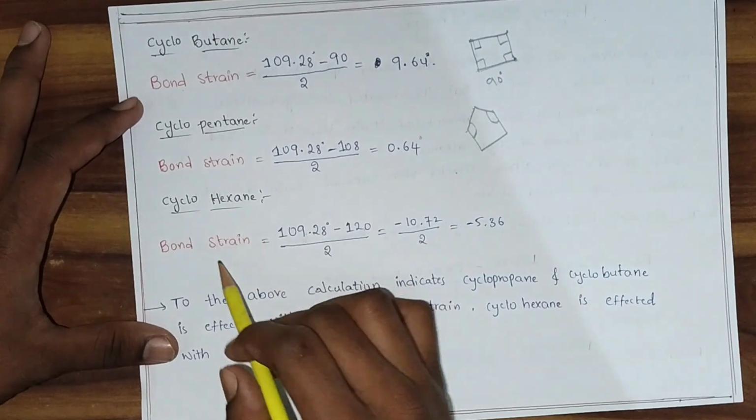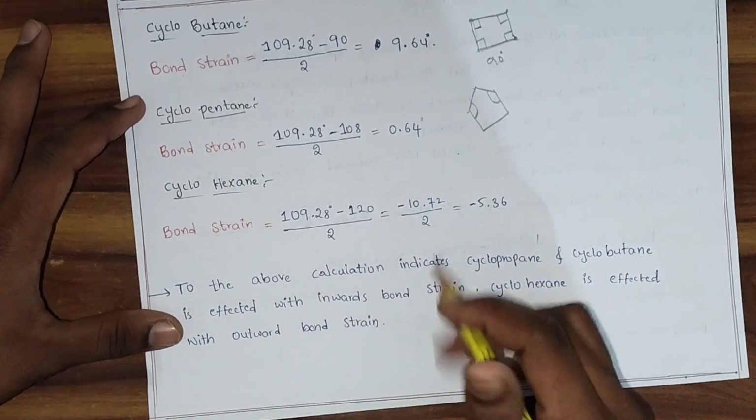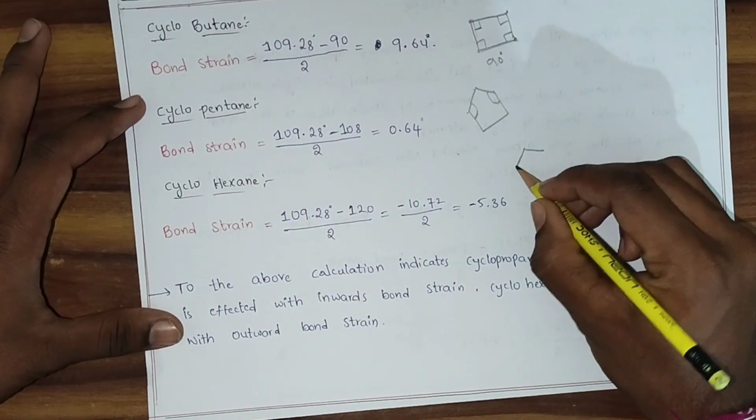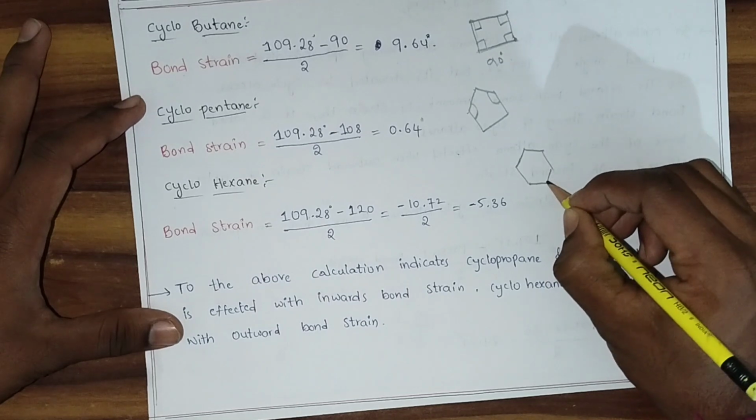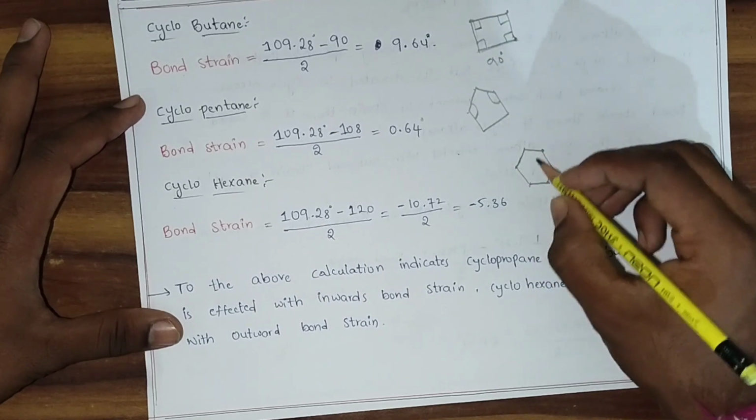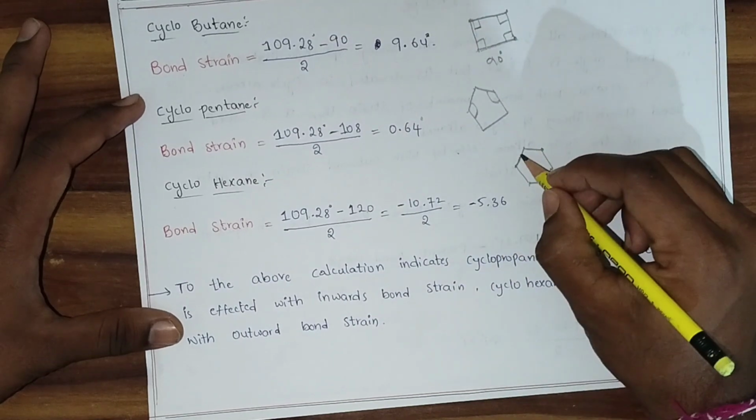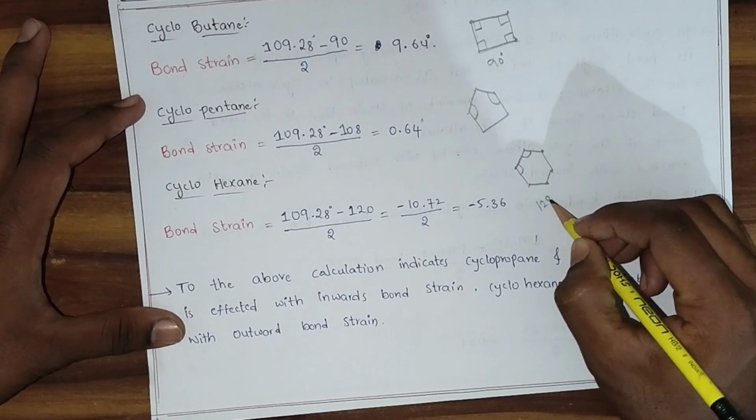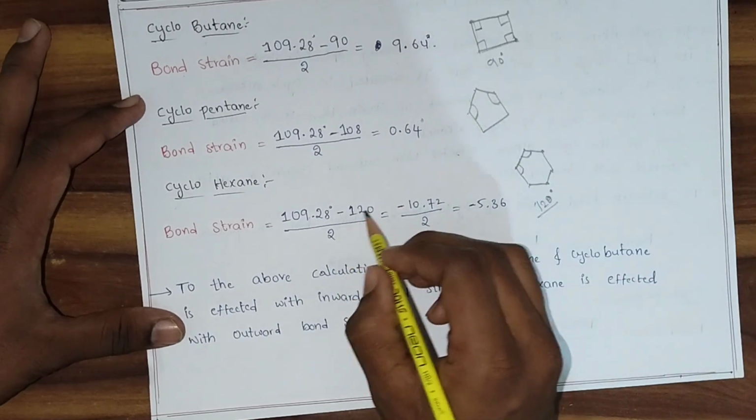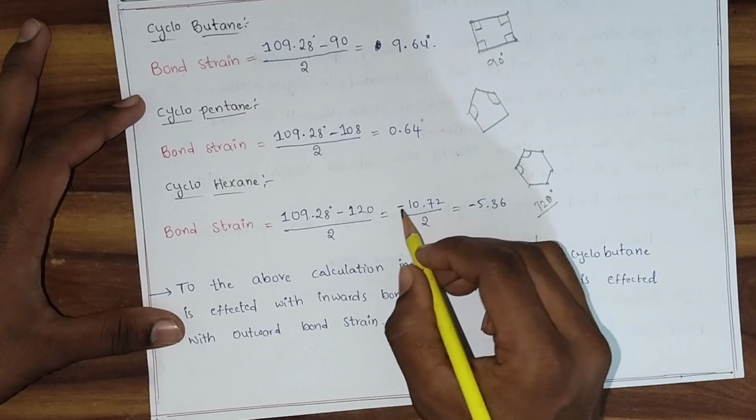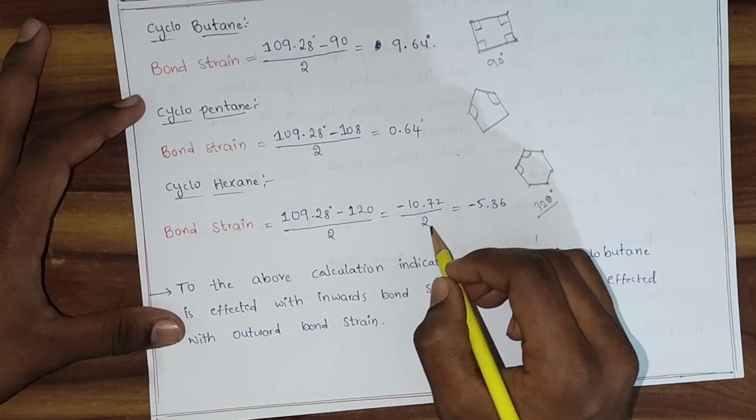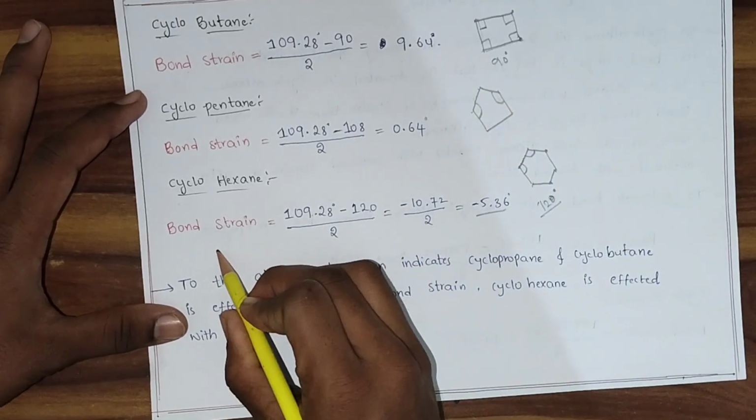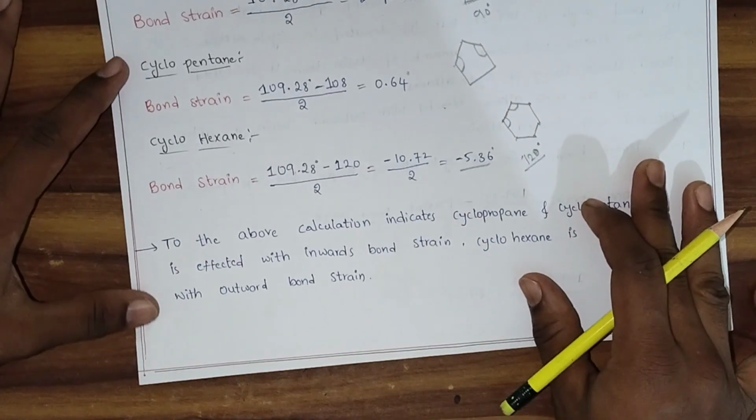The next example is cyclohexane. Hexane means 6 carbons: 1, 2, 3, 4, 5, 6. It is cyclohexane. The bond angle of cyclohexane is 120 degrees. So 109.28 degrees minus 120, divided by 2, is equal to minus 10.72 divided by 2, which is minus 5.36 degrees. This is the bond strain of cyclohexane.